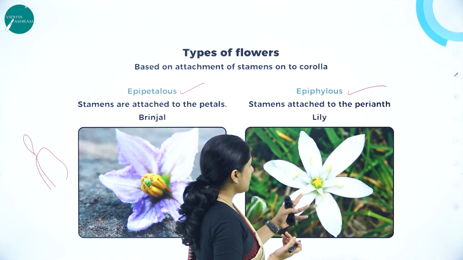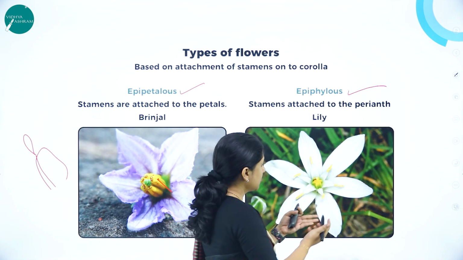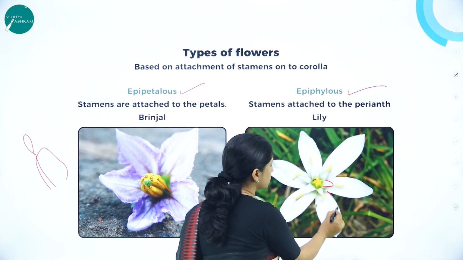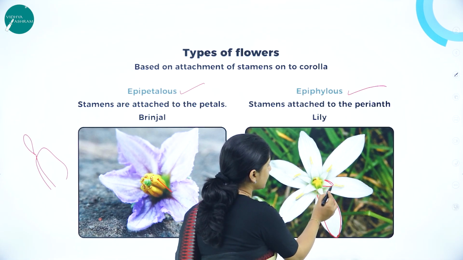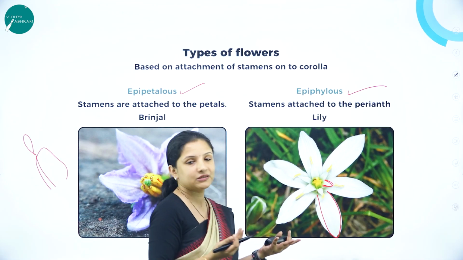So here, for example, I cannot say which is the calyx and which is the corolla, because this also looks like a corolla, this also looks like the corolla only, this also looks like the corolla, or this looks like the calyx and this also looks like the calyx. You cannot differentiate because both are of the same color.